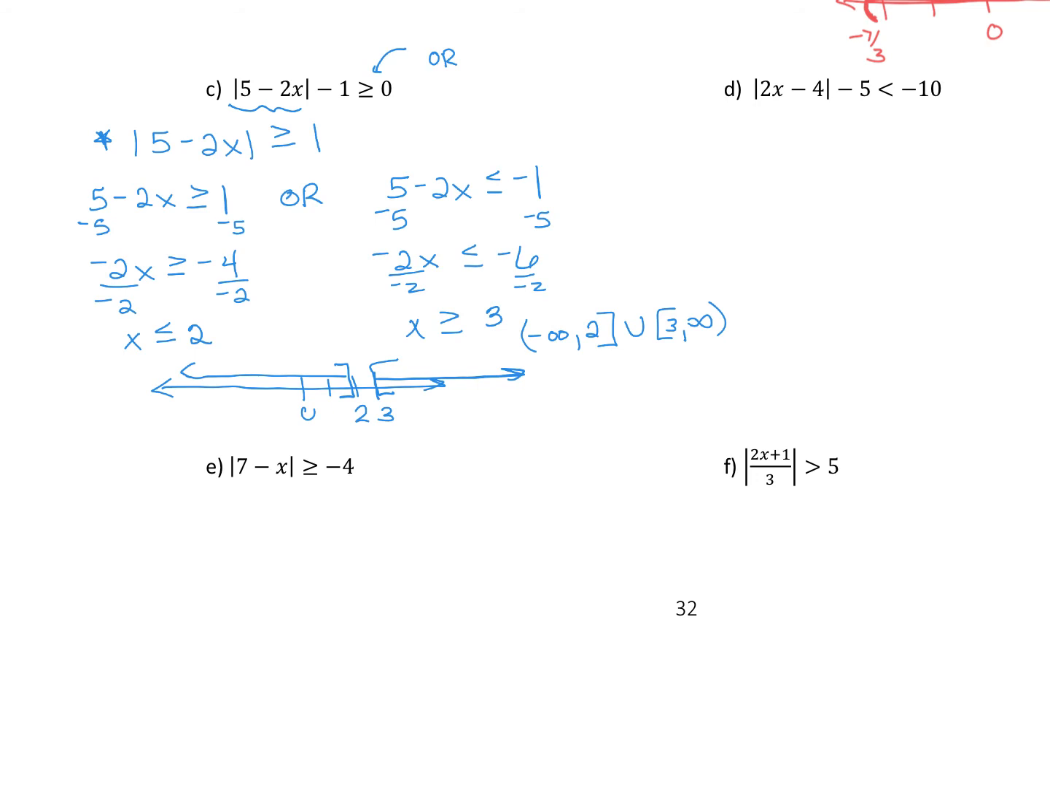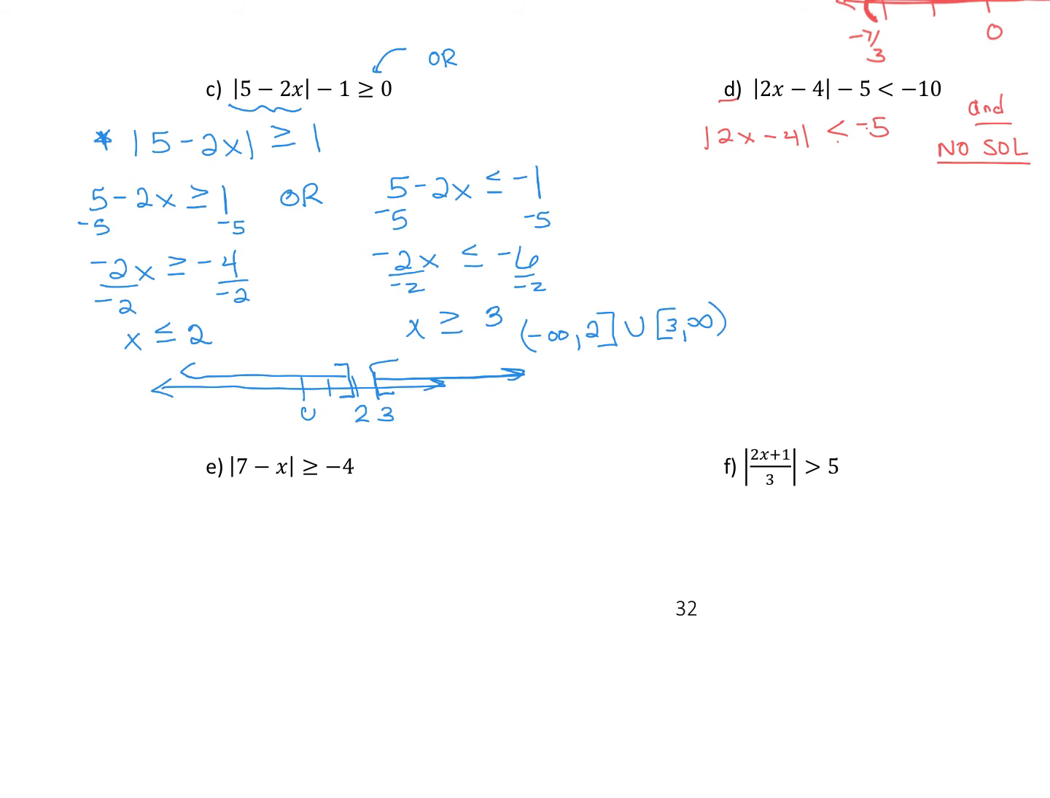Okay. Example D, again, is a less than, so this is an "and" statement. And I'm going to isolate our absolute value first. So I'll add 5. And then I want you to just think about this. Absolute value has to be positive. So is there any way to be less than -5? And the answer is no. And so this has no solution, and we know that up front.